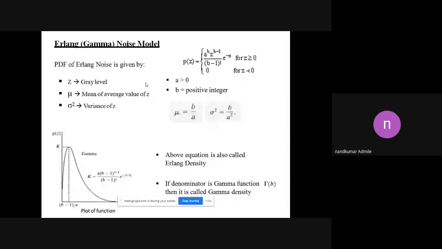And if we observe some blurriness at the center part of an image, that we call Rayleigh noise or Gaussian noise. So this is the plot function of the gamma noise model.